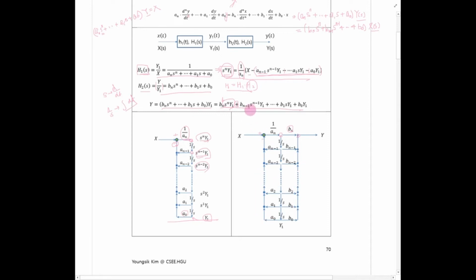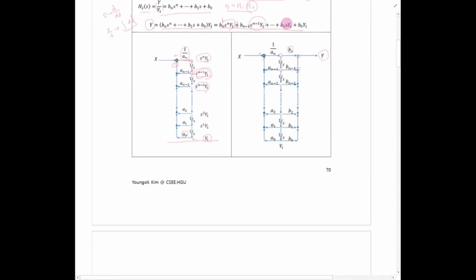And the next one, Pn-1, s^(n-1) y1 is this node. That's this one. Okay, this node is this one. And multiply by Pn-1 and add it. And similarly, the weighted sum of all these values will provide y. So the filter can be implemented by this kind of structure. So we call that canonical forms.